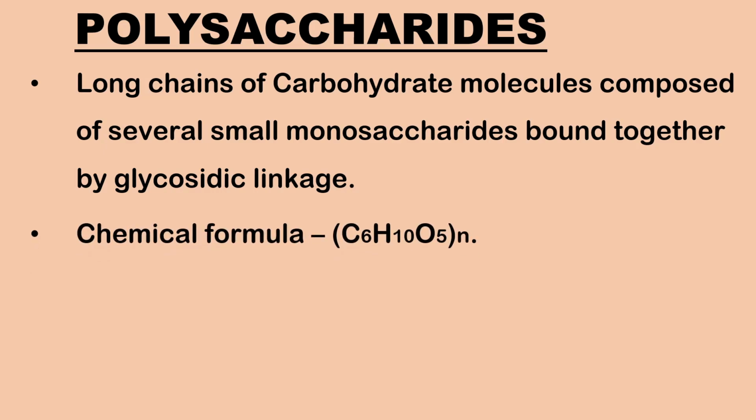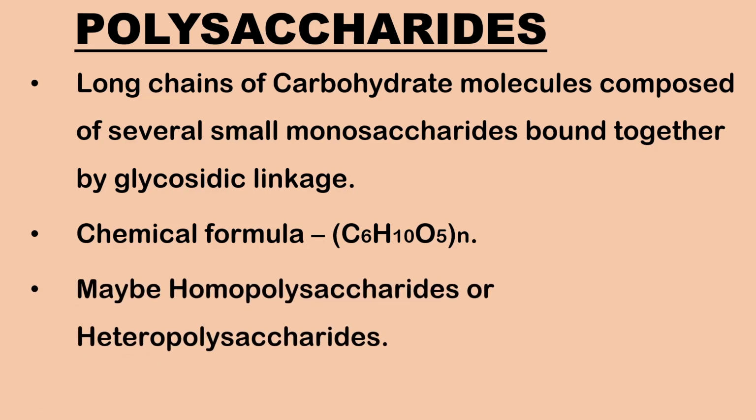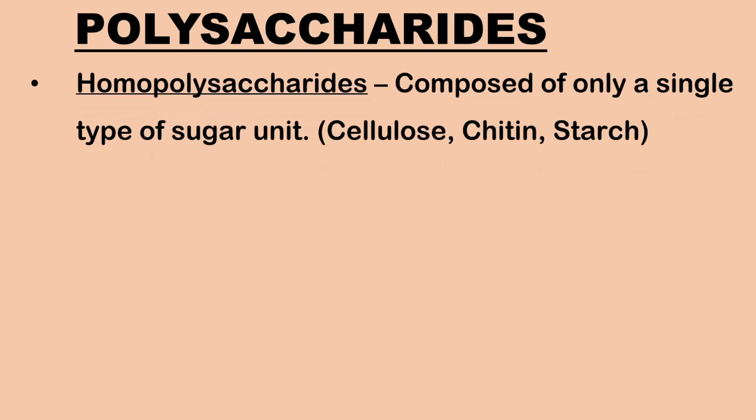Polysaccharide chemical formula is as shown. Polysaccharides are categorized into 2 classes based on the type of monosaccharide units they contain. They may be homopolysaccharides or heteropolysaccharides. Homopolysaccharides are composed of only a single type of sugar unit. Example, cellulose, chitin, starch, glycogen.